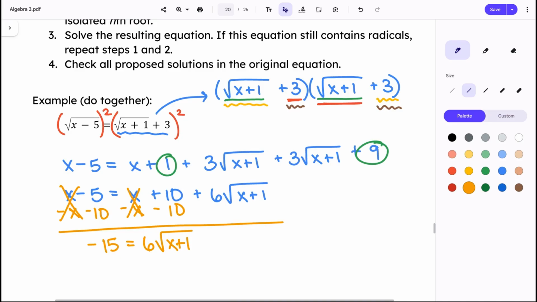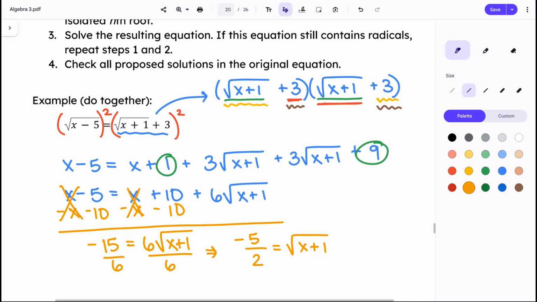I want to get rid of that 6. So I'm going to divide it by 6 on both sides here. Now, I can't really take 15 divided by 6, but can I reduce it at all? By 3s. And so it'd be negative 5 over 2. And now I have that radical isolated.